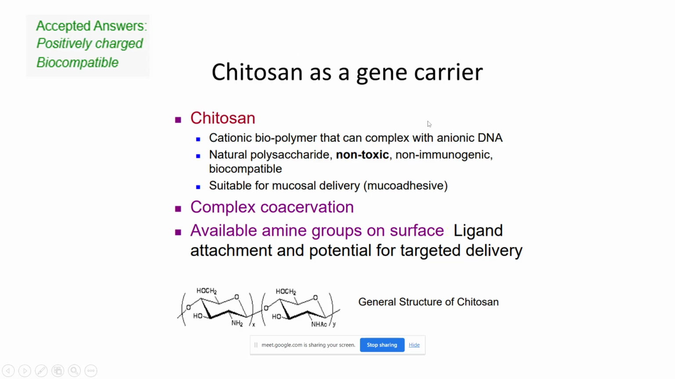Here, this is from the slide itself. It is a cationic biopolymer that can complex with the anionic DNA. It is a natural polysaccharide, so it is non-toxic, non-immunogenic, and biocompatible, and it is suitable for mucosal delivery. Also, the available amine groups on the surface allow ligand attachment and offer potential for targeted delivery.